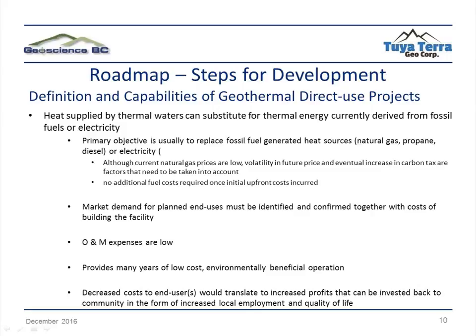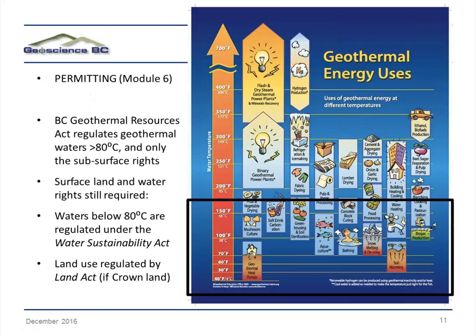One of the other characteristics of direct use is that operating and maintenance expenses are low in comparison to conventional heating systems, and it provides many years of low-cost, environmentally beneficial operation. These decreased costs to the end users essentially translates to increased profits that can be invested back to the community in the form of increased local employment and increased quality of life.